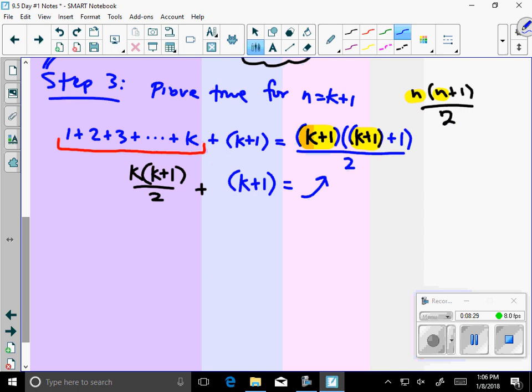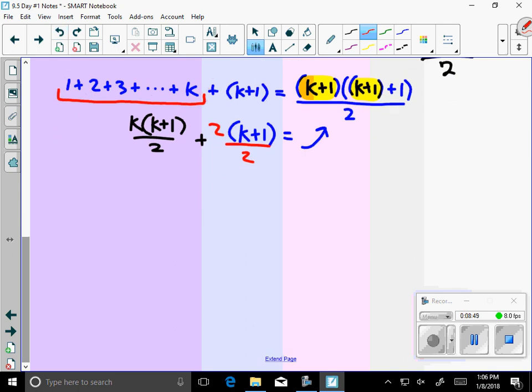So what would I do in order to combine these two terms? To combine this term and this term, what should I do? Get a common what? Denominator. Okay, so if I want a common denominator, I want both to be divided by 2, so I got to multiply top and bottom of that second term by 2. All right, let's see what happens. Ooh, I got something cool. What do both of those contain? K plus 1. Let's take a k plus 1 out and let's see what happens.